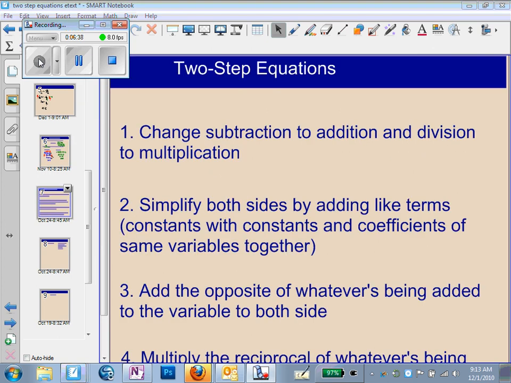So when we talk about solving two-step equations, here are the basic steps to put together. And I have them listed for you, so you can go back and study them in case you're worried that you're going to forget something, or if you just like to have it written down.